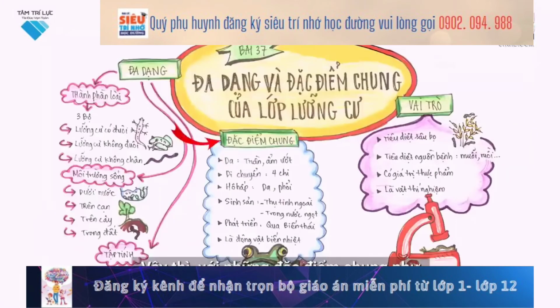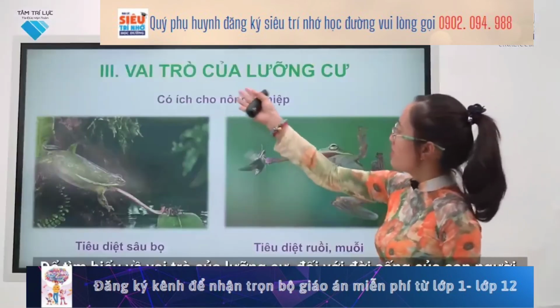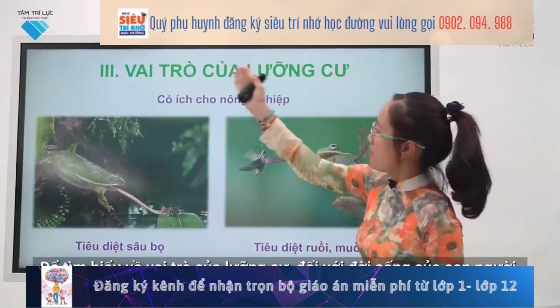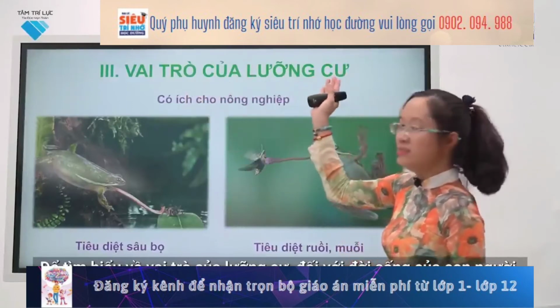So, with general characteristics like these, and with the diversity and richness of species composition in terms of quantity, habitat, and behavior, what roles do amphibians play in human life? Let's find out through the final part, part 3, the role of amphibians. To learn about the role of amphibians in human life, let's go to part 3.